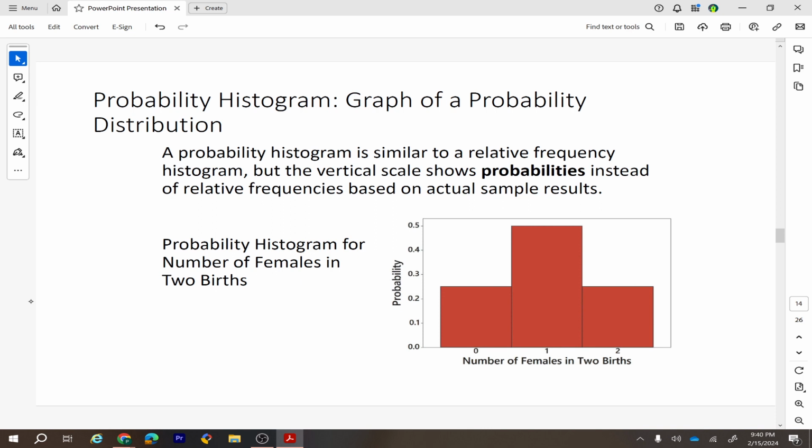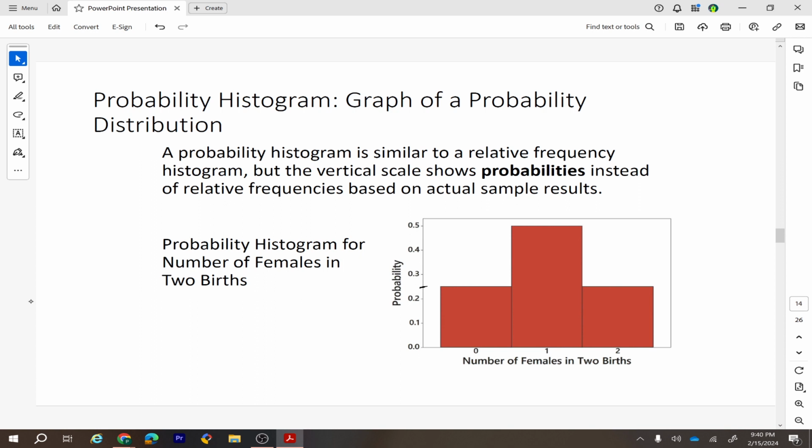Probability histogram: like in previous chapters where we discussed the histogram, if you plot a rectangular bar like this, where the height of the bar represents the probability for different outcomes, that's called a probability distribution. As you can see here, this is the bar for 0 female, and the probability for that bar is 0.25. So the height is 0.25.